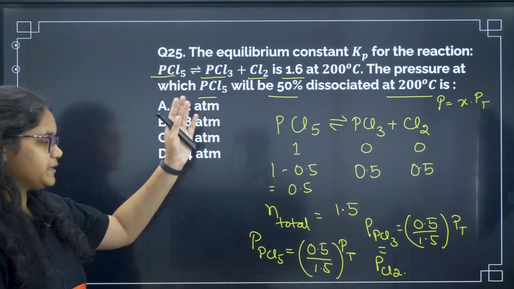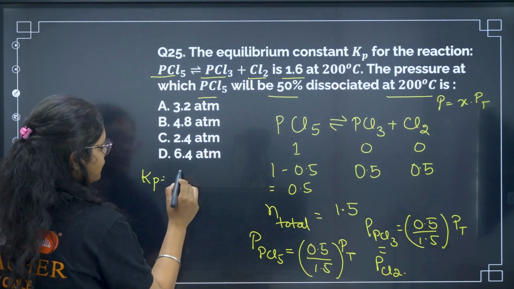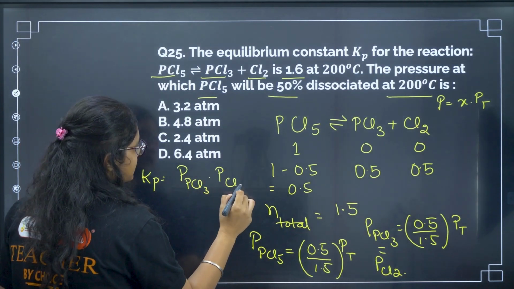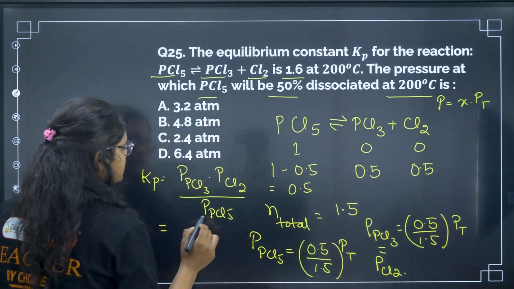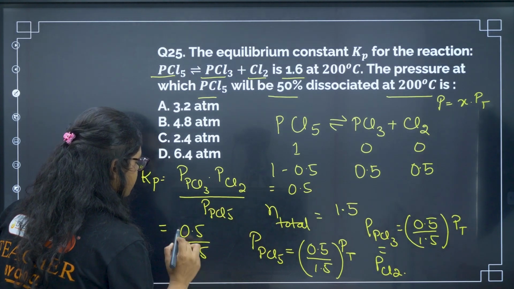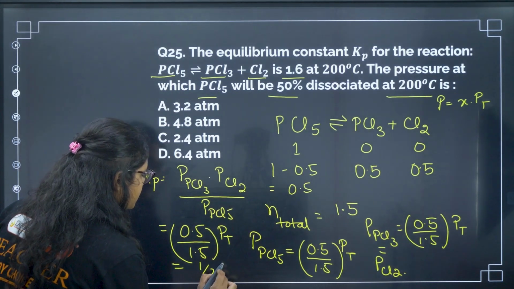Now we can write the expression for Kp. So what is the expression for Kp here? Kp will be equal to partial pressure of PCl3 into partial pressure of Cl2 by partial pressure of PCl5, right? So now if we substitute all these values, we'll get 0.5 by 1.5 into P total, right? So this is equal to 1 by 3 of P total.